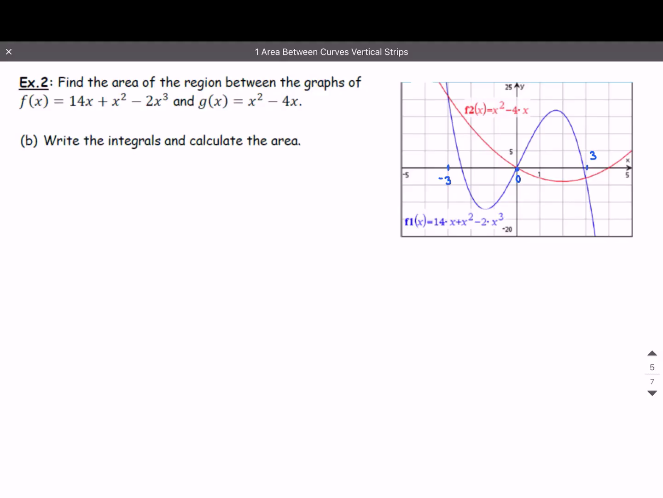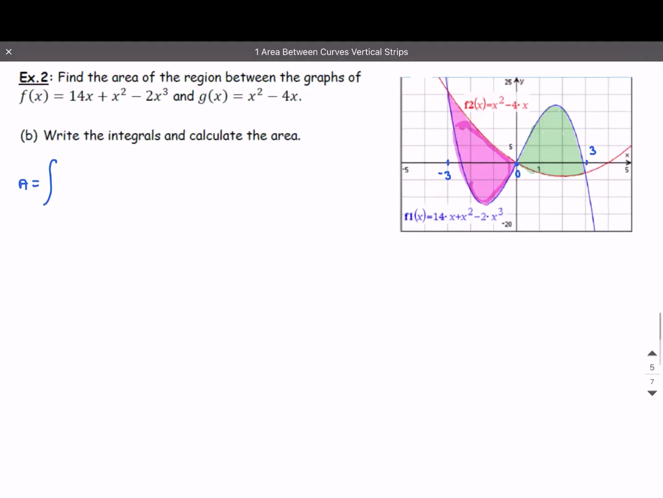That's because when we find the area, remember the area is supposed to be the integral from a to b of the top curve minus the bottom curve. What's the top curve? Well, that's interesting because the top curve changes. In the pink region, the top curve is the x squared minus 4x, and the bottom curve is the 14x plus x squared minus 2x. But then they intersect at 0, and the top and bottom curves switch.